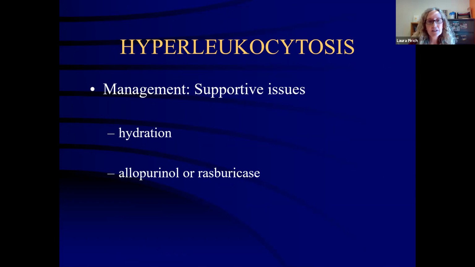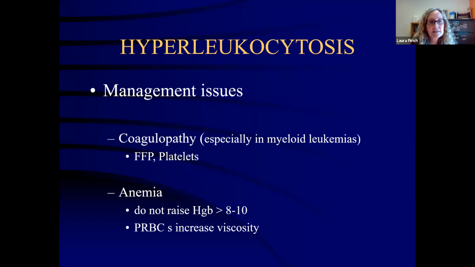So how do we manage these patients? You want to keep them really well hydrated, which is what we also do for tumor lysis. And if they have such a high white count, you're probably going to be treating with allopurinol or rasburicase in an effort to decrease tumor lysis. That's not going to help the stasis in the lungs or the brain, but it will help the tumor lysis.